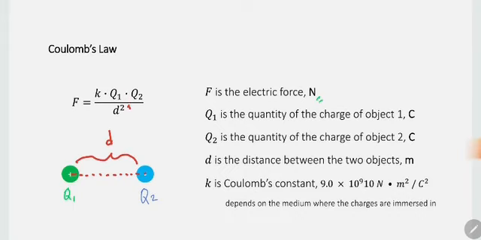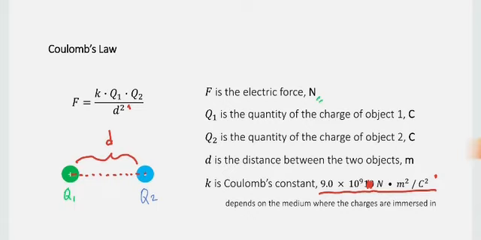Constant ito. So meron ka talagang value. 9 times 10 to the 9th newton times meter squared over coulomb squared. So, ang value nito actually is dependent kung nasaan yung iyong objects. For example, balloons that are hanging from the ceiling. So, the objects are immersed in air. So, ang value ng K kapag air ay this one. Different if they are immersed in water. But most of the time, we will be dealing with objects immersed in air.